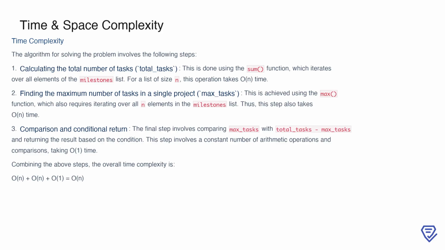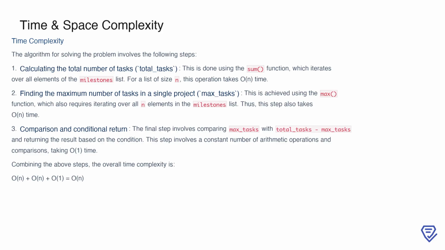To analyze the time complexity of this algorithm, we start by looking at the key steps involved. First, we calculate the total number of tasks across all projects, which is done using the sum function. Since this function iterates over each element in the milestones list once, it requires O(n) time, where n is the number of projects. Next, we determine the maximum number of tasks in a single project using the max function. Similar to sum, it also involves iterating through the list of size n, and therefore takes O(n) time.